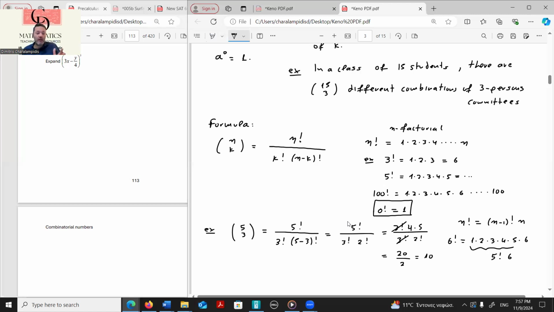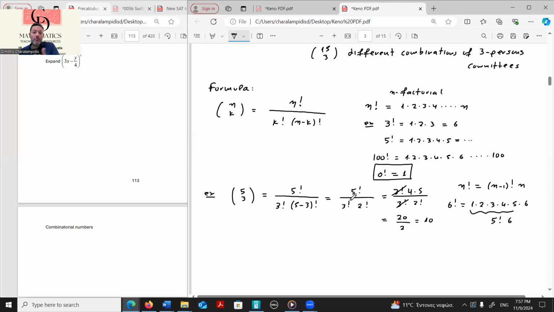So overall, let's remember the interpretation of that. 5 choose 3 shows how many ways there are, from 5 items, assume that these are 5 persons, to collect different groups of 3 persons each. There are 10 such groups.